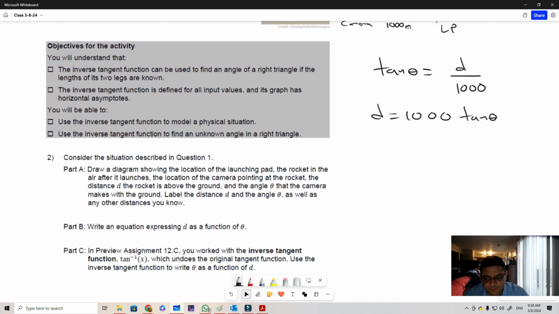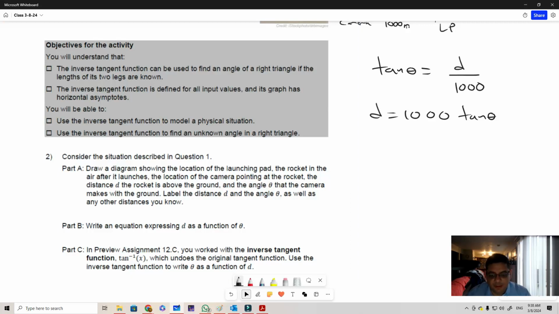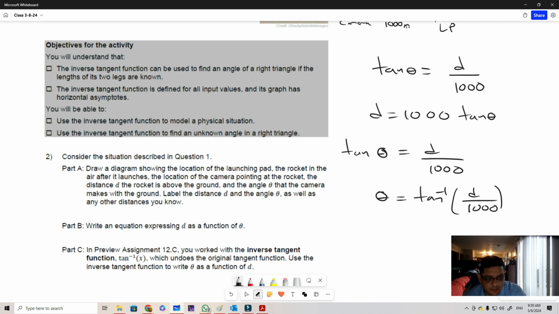Now, part C says, in the previous assignment, you worked with the inverse tangent. So instead of d in terms of theta, can we write theta in terms of d? And that happens when we flip things around. So we can say, well, tangent of theta is going to be d over 1,000 again, and then here theta is going to be tangent to the minus 1 of d over 1,000. And that is itself the setup of this.